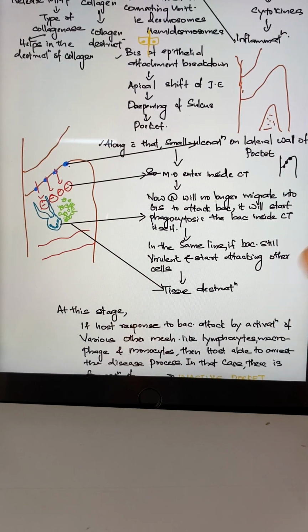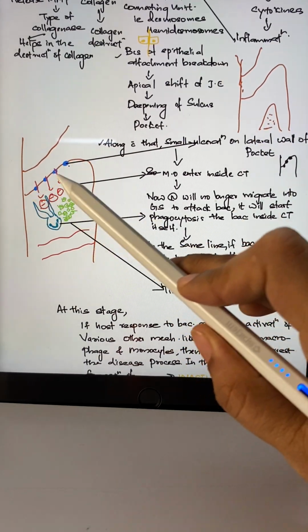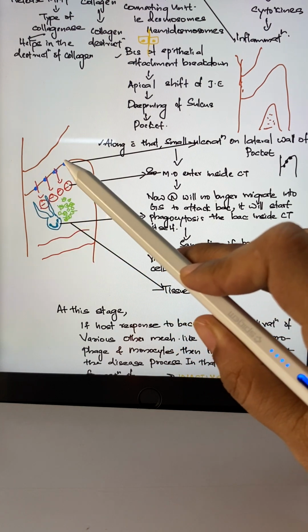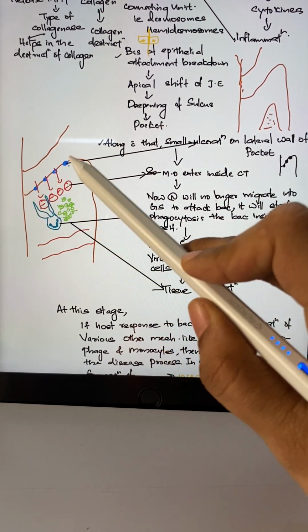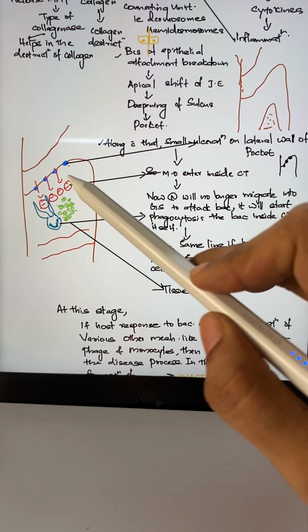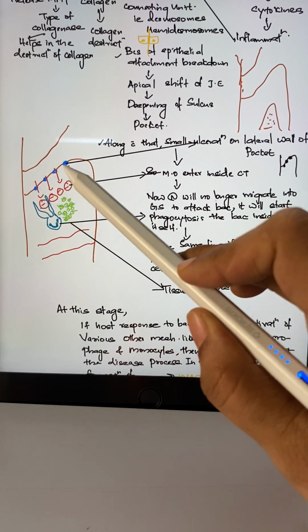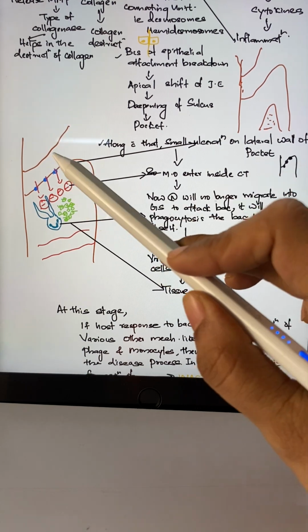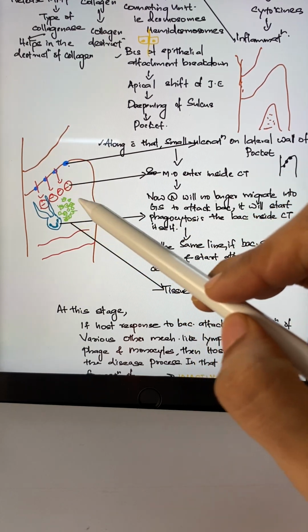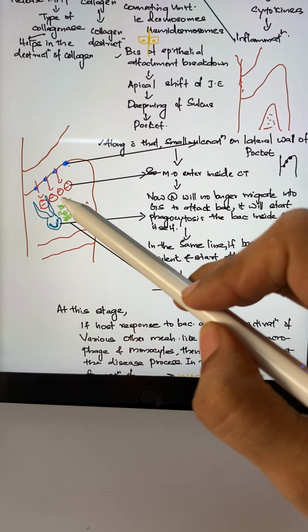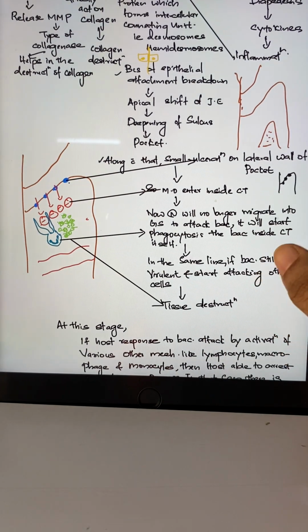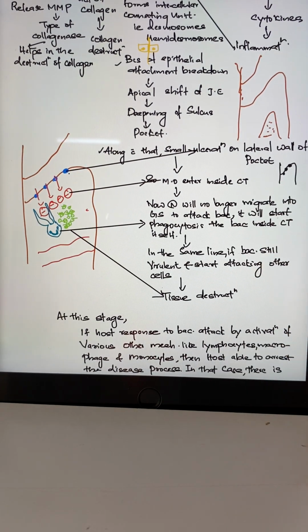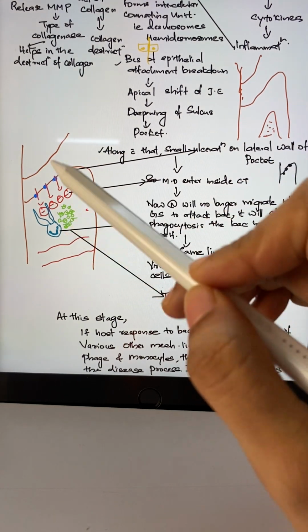Along with that, some small ulceration can occur on the lateral wall of the pocket. This is the lateral wall of the pocket, and due to these activities, some ulcerations can occur on the lateral wall of the pocket. So these microorganisms enter inside the connective tissue. This is the connective tissue. Because of the ulceration, these microorganisms enter inside the connective tissue.